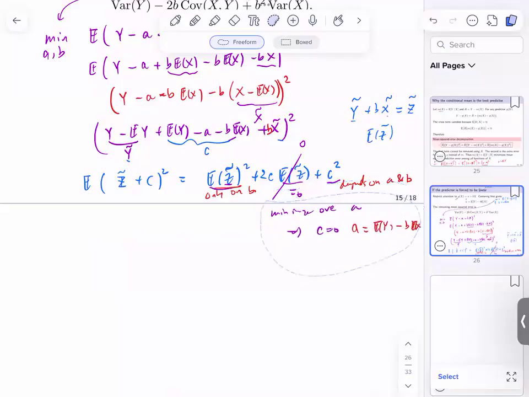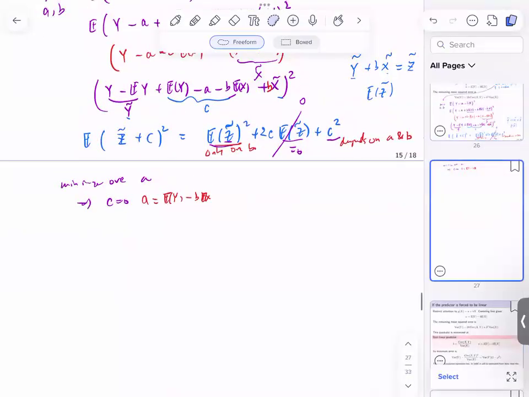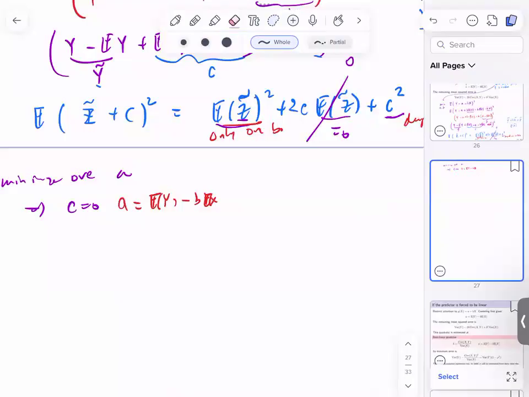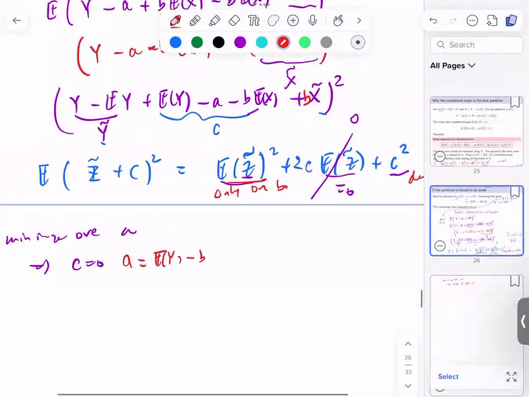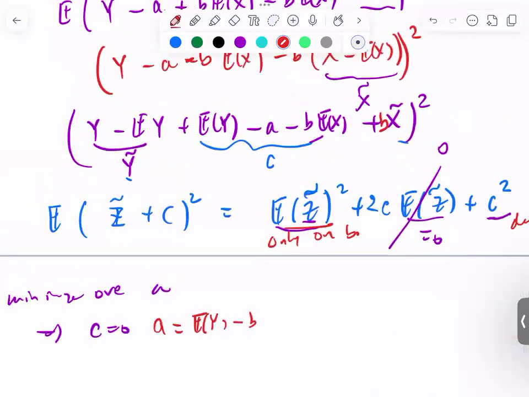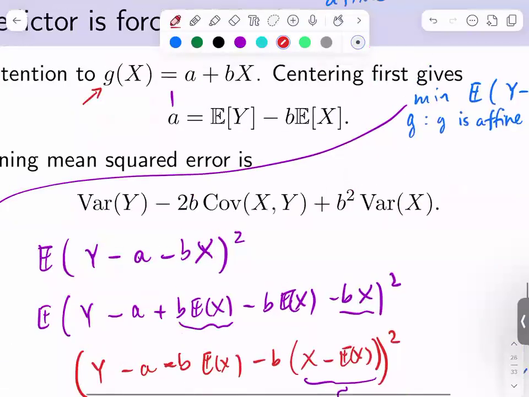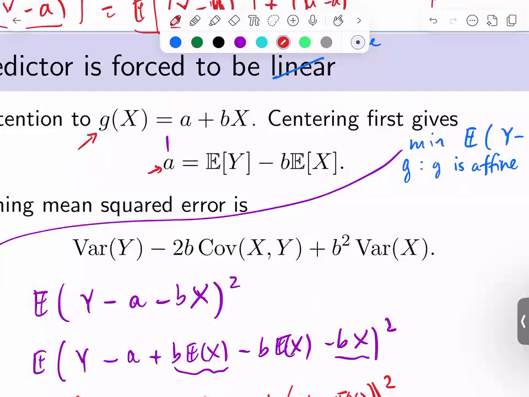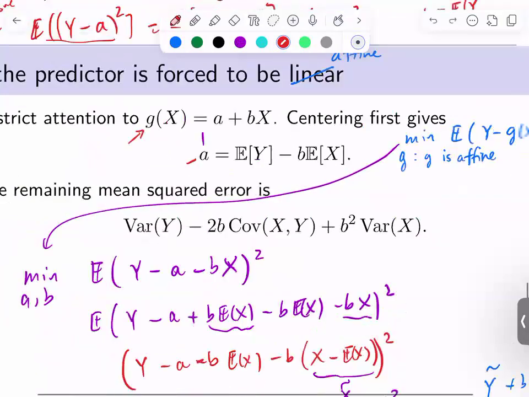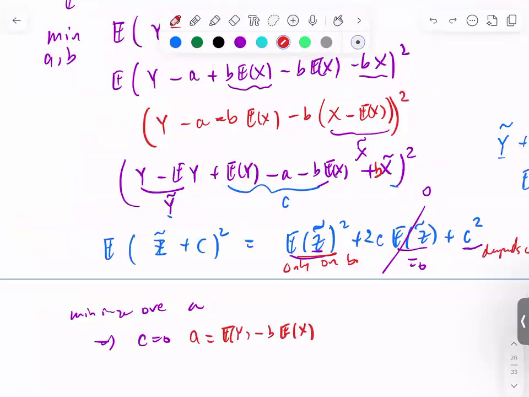Okay, yes. So minimize over A implies that C is equal to 0, so it gives me that A has to be expectation of Y minus B expectation of X. Okay, it gives me this equation. So if I know B, then A is defined like this. So basically what we ended up doing is reducing the problem to the centered case. So this Z involves the centered case.